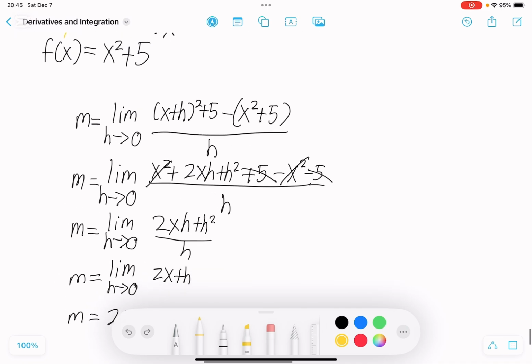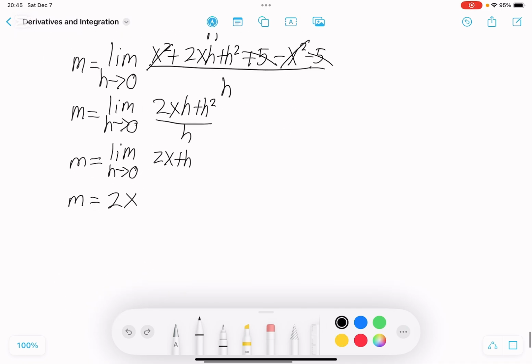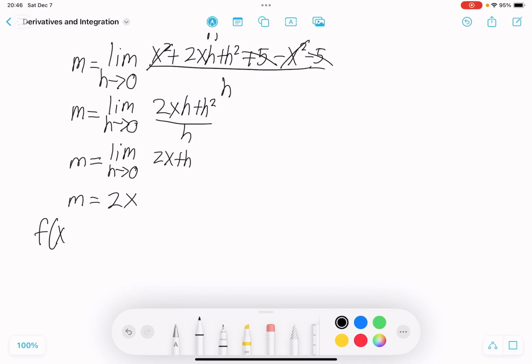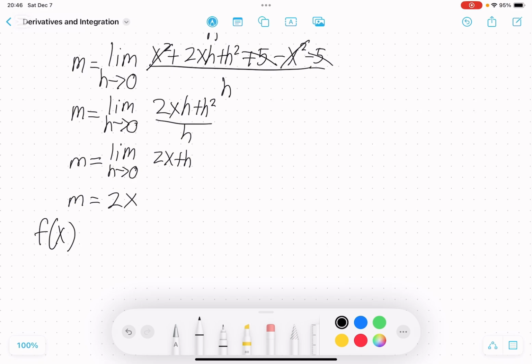Let's say that f of x, wait, what's this? Okay, anyways. So let's say that, wait, this is a Spotify ad, oops.